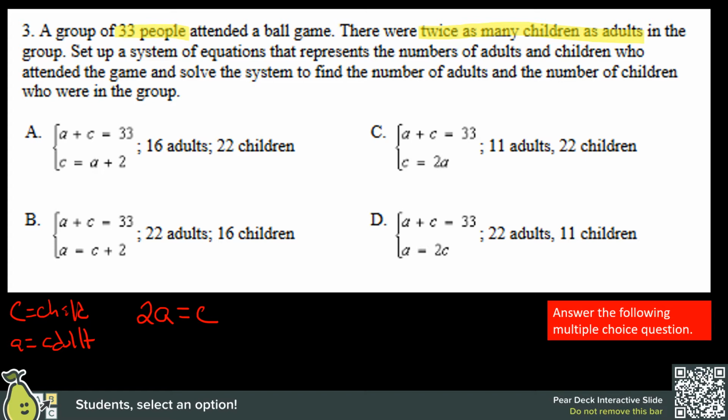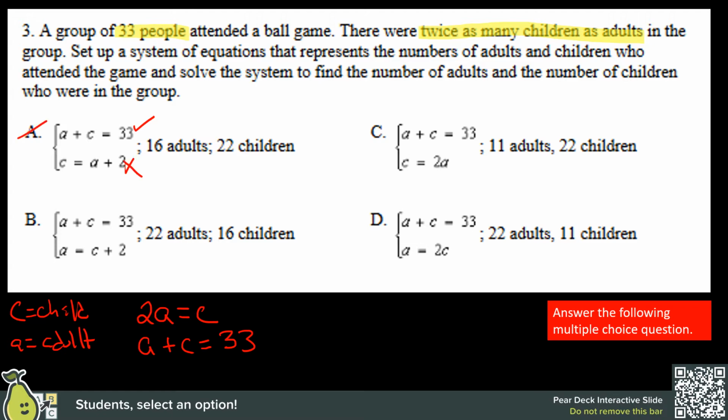Okay, we'll say that again. 2 times the adults equals the children. And they're saying that adults plus children equals 33. And so we can use this information to solve for our group sets. Well, A says A plus C equals 33. That's true. And then it says children is the adults plus 2. No, that's not how we're going to get twice. This is no good.